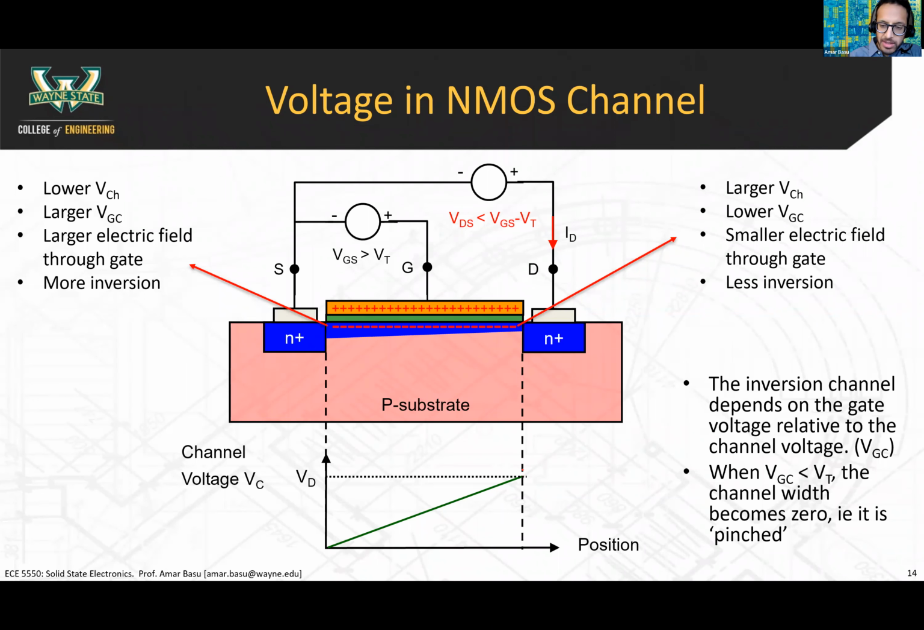But this does something to the electric field. Imagine that we put a voltage VDS, or just call it VD, on the right side. On this portion of the channel, the channel voltage is high, and on this side of the channel the voltage is low. So what does that mean in terms of how inverted the different portions of the channel are?